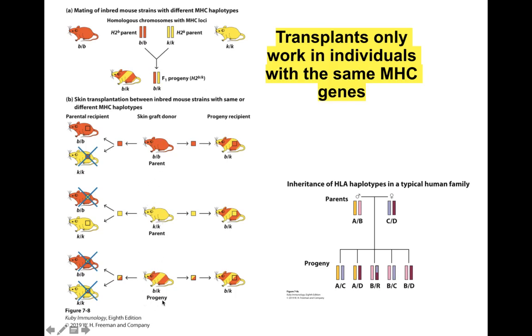And then it also shows you that if you make progeny of those 2 mice, that progeny isn't able to donate to the mother or the father because they are combined, and it will be rejected because it'll see the other strain or the other MHC molecules that are there.